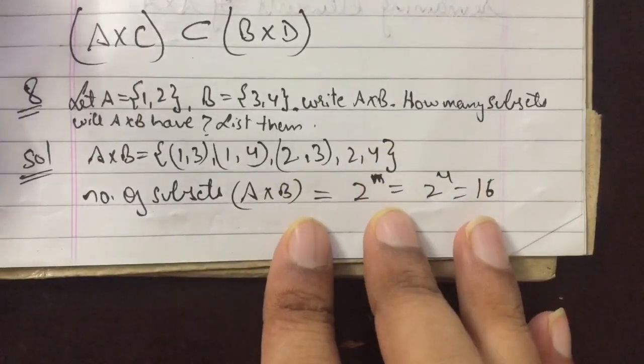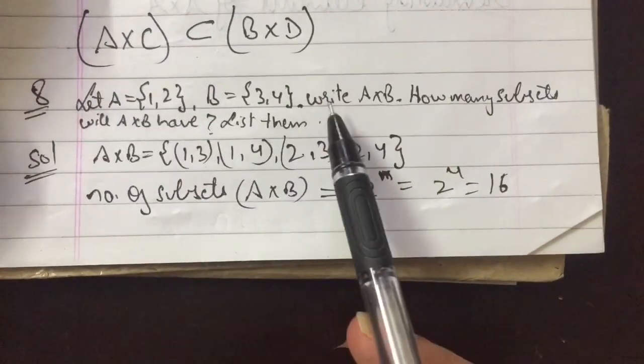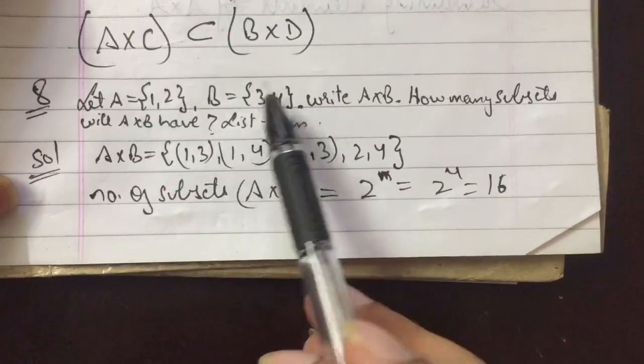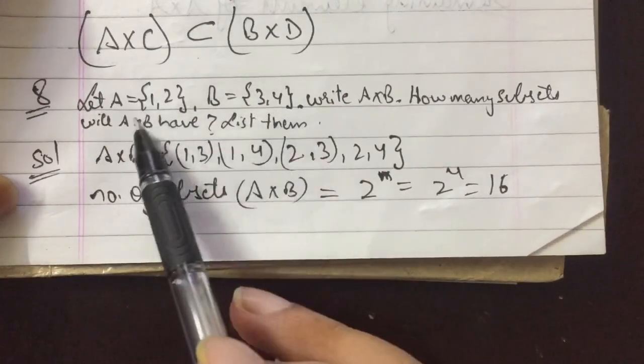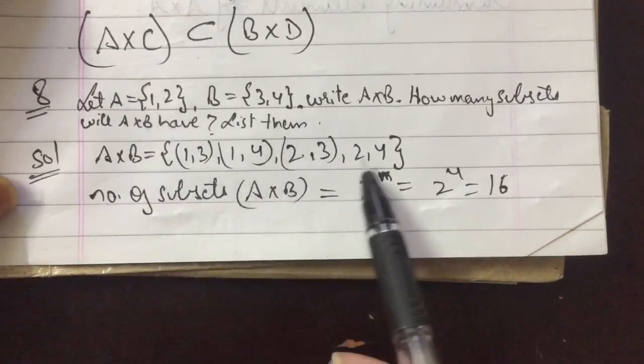So the next question is question number 8. In question number 8, two sets are given, A and B. Write A cross B. So A cross B means this first element with these two elements. So (1,3), (1,4), (2,3), (2,4). So these are A cross B.